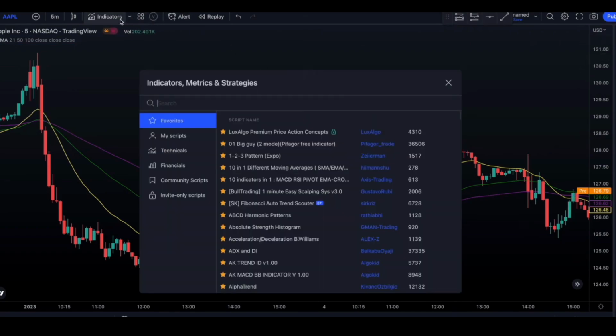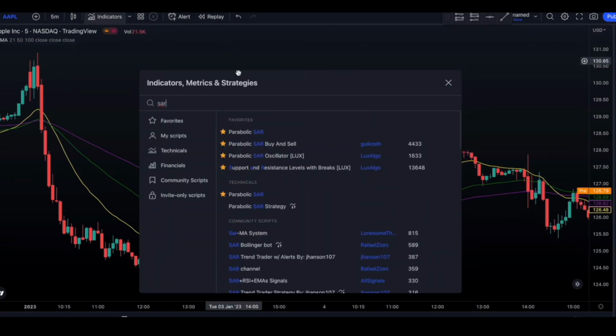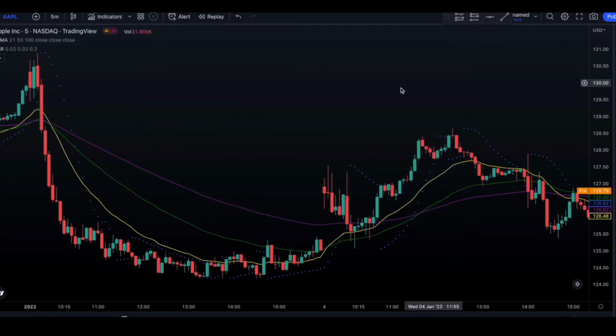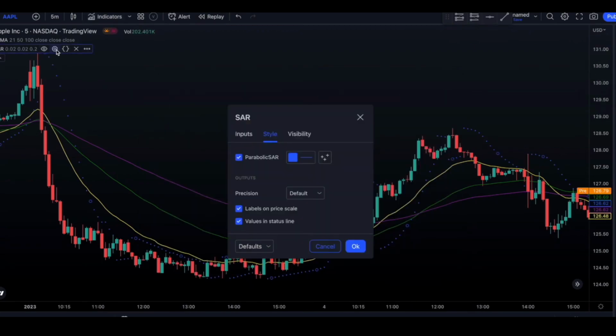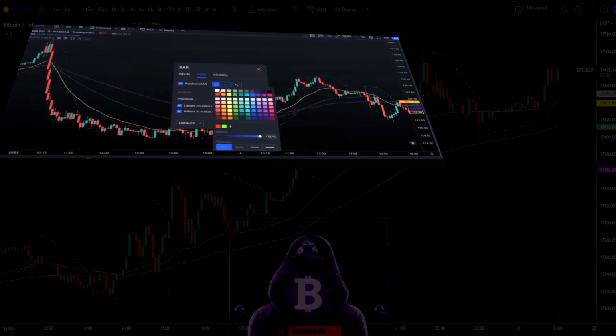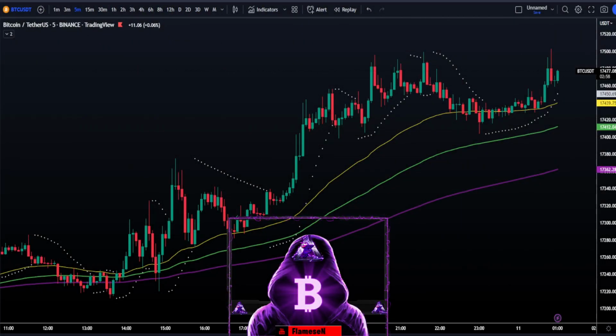For the second indicator, we will be adding our parabolic SAR. The inputs will also remain on default. All we're going to be doing is changing the color of the dots to white. Alright, that is our setup complete.